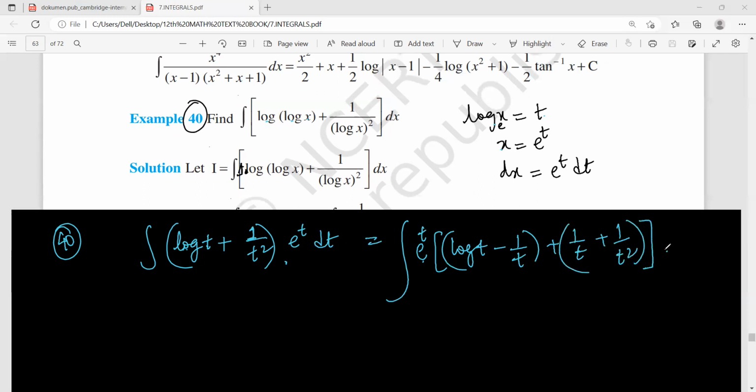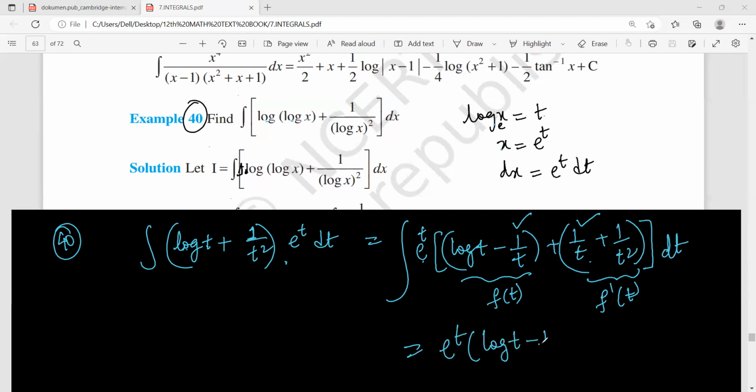This is what I did. If I take this as f of t plus f dash of t, we get e power t into f of t plus f dash of t, because I add minus 1 by t and add plus 1 by t. So automatically what I get is e power t into log t minus 1 by t. Now that is x log of log x minus x by log x.